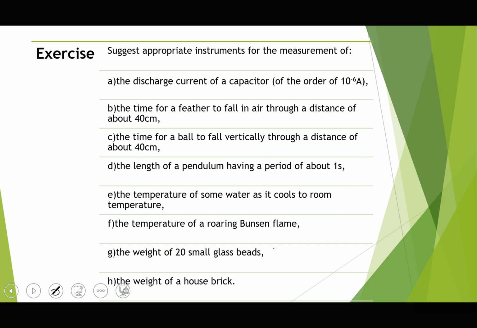Remember a capacitor, of course we shall see this in A level, but a capacitor, we want to measure the discharge current in a capacitor. First of all, it is very small, and a capacitor charges and it discharges, charges and discharges. So we are most likely going to use either an AC voltmeter, or you could even use a calibrated CRO, that is a cathode ray oscilloscope.